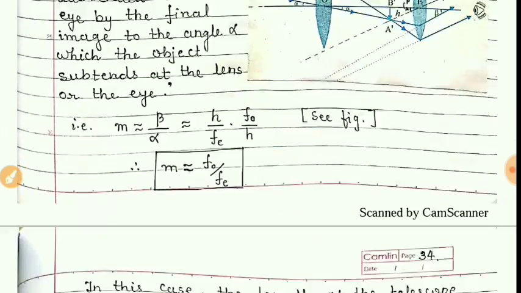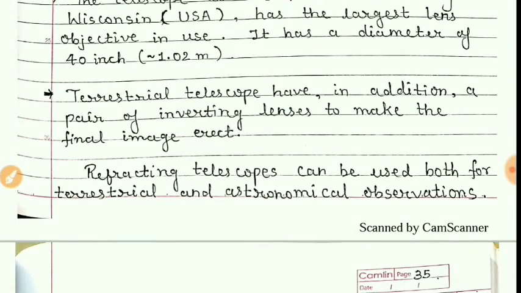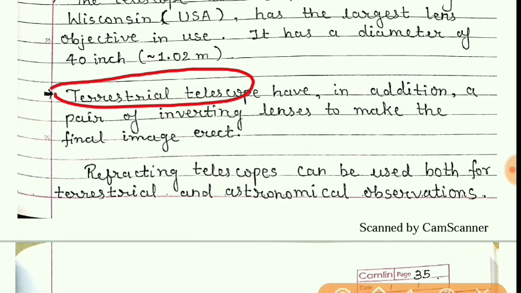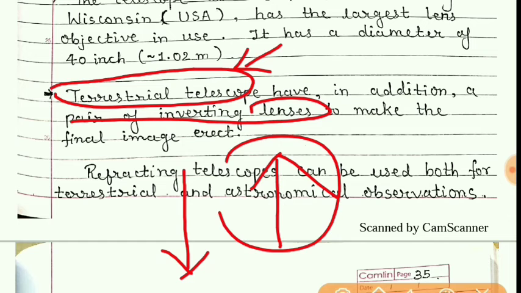But we know that when we are observing objects on the earth, we have to use a terrestrial telescope, and this terrestrial telescope uses an additional pair of inverting lenses so that the inverted image can be seen erect. So extra lenses are used to make the final image erect.